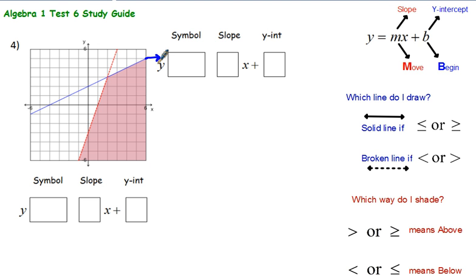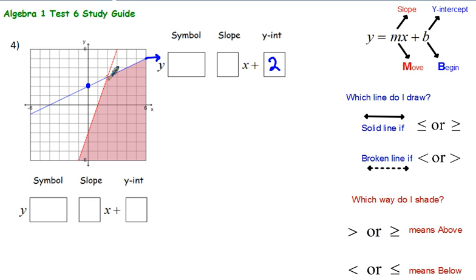So we'll do the blue line first. Doesn't matter where we start. But we do know that we always start with the y-intercept. So that's up 1, 2. So now my y-intercept would be a positive 2. And then let's look and see what the slope would be. The slope is how many up, how many over to get to the next corner.